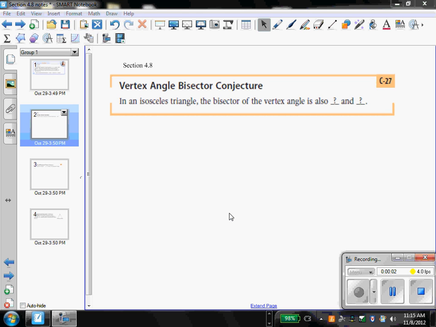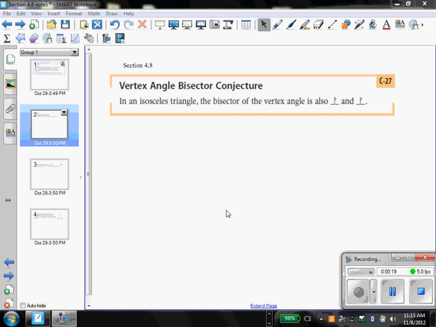Hi class, this is section 4.8. It is the last section in this chapter that we are going to talk about, and it has two conjectures. So you are going to need your notebooks to add two conjectures, and you're also going to need Sketchpad.